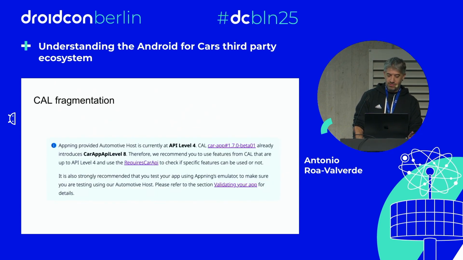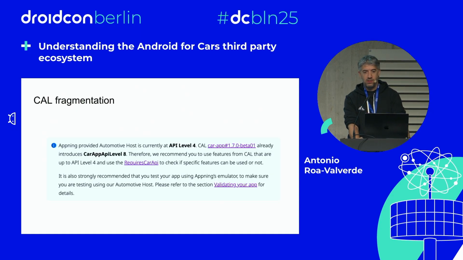This is an example of fragmentation. There is an issue with the CAL library. This is taken from the Appning website, by the way. Basically, as I said before, the CAL depends on the template app host, and Google stopped releasing this as open source. They didn't release it for, I don't know, maybe more than 2 or 3 years. And third-party app stores basically depend on this library, on this application, in order to build and to use all the latest APIs.